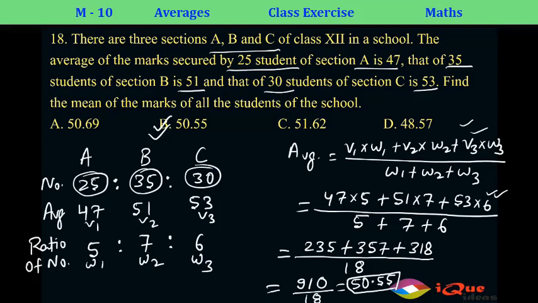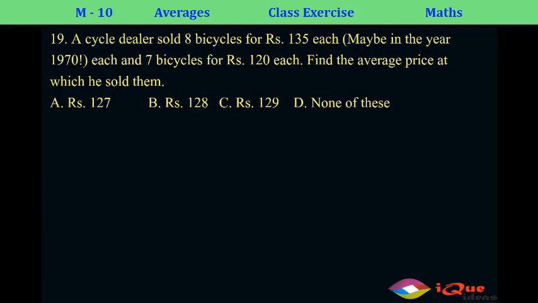Alright, now let's move on to the next question. Now this question says a cycle dealer sold 8 bicycles for 135 each and 7 bicycles for 120 each.